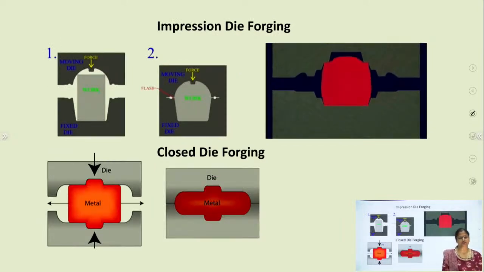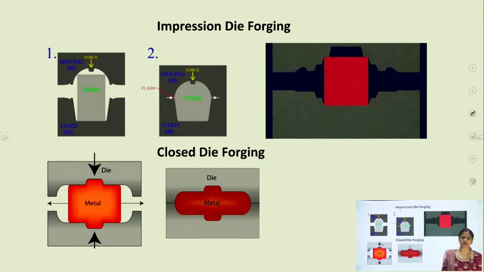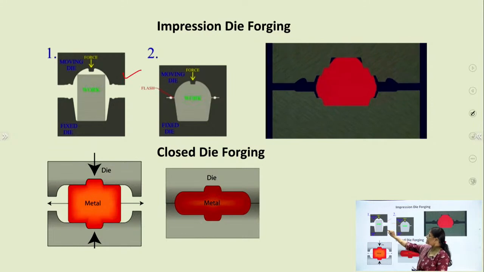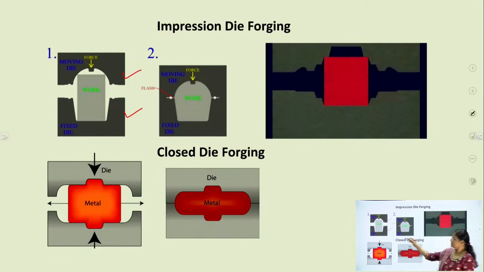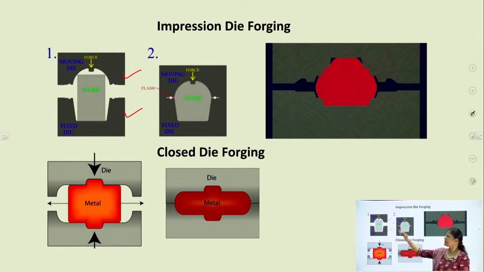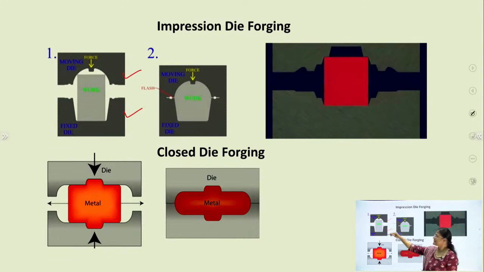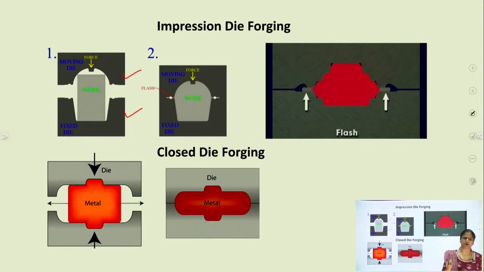Next is impression die forging. So it is not open die forging. In impression die forging we can see there is a cavity in the die halves. This is the upper die, this is the lower die, and there is a cavity in the two die halves. In the fixed die and movable die, you can see the cavity there. This is the cavity which is required for the shape or size of the part to be obtained.